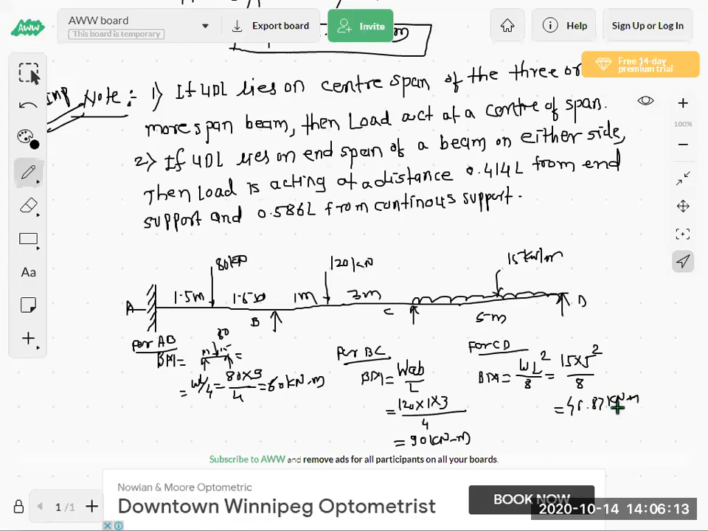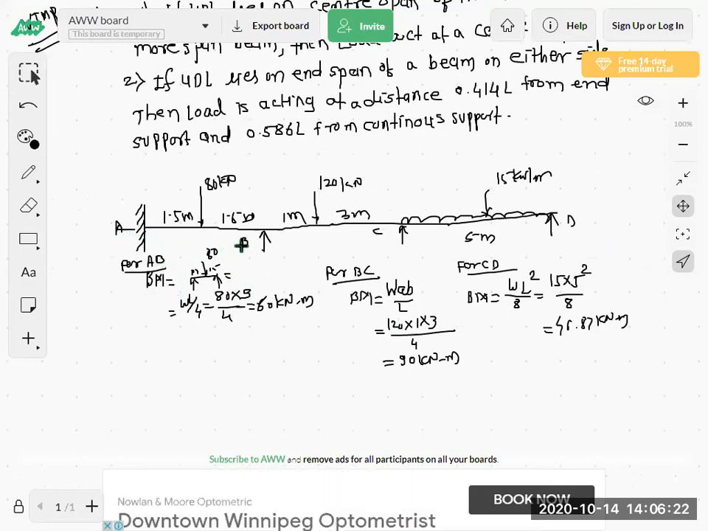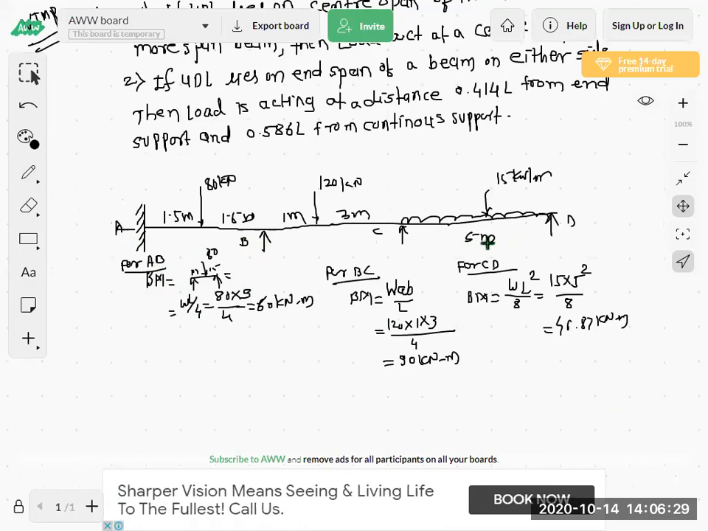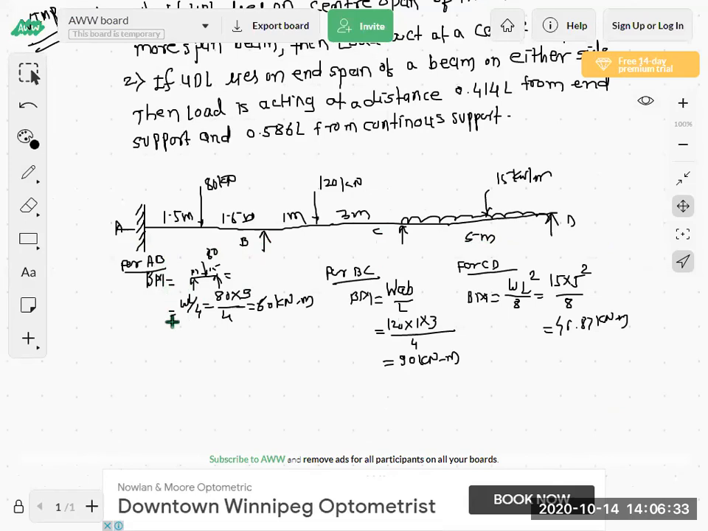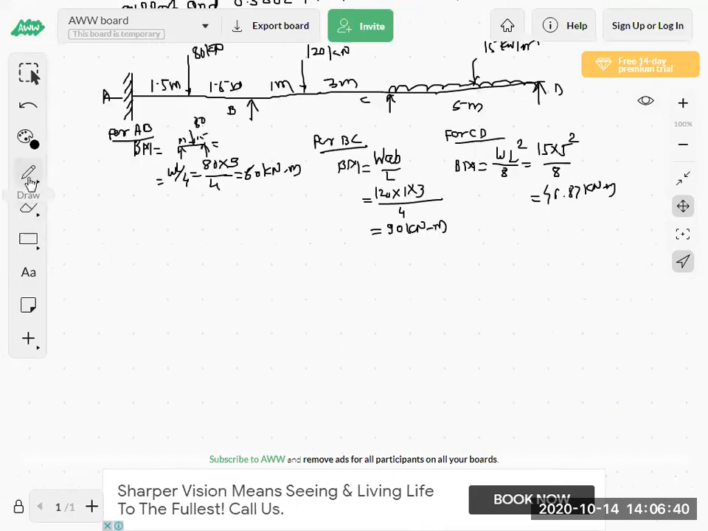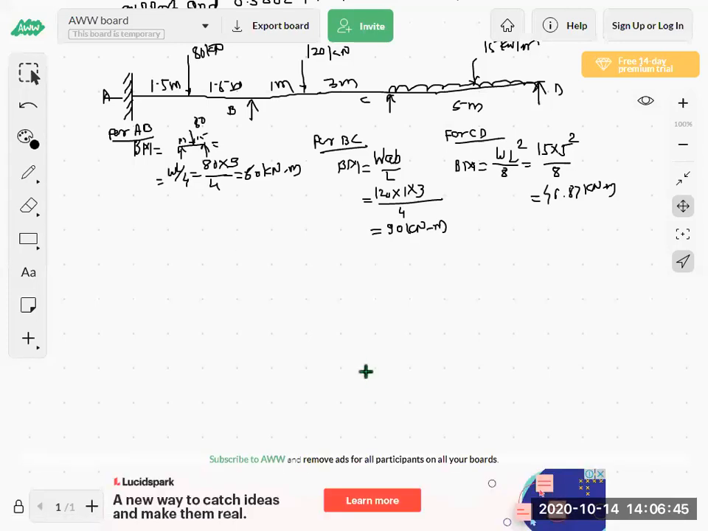Kilonewton meter. Okay, so we have calculated three elastic bending moments for span AB, BC and CD. It means we have considered each as a simply supported span. AB is simply supported, BC is again a simply supported span, and CD is again a simply supported span. So for each span we have calculated the elastic bending moment. Now we have to draw the bending moment diagram for the overlapping elastic plus plastic.